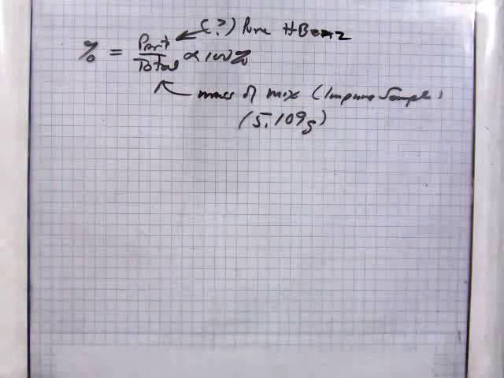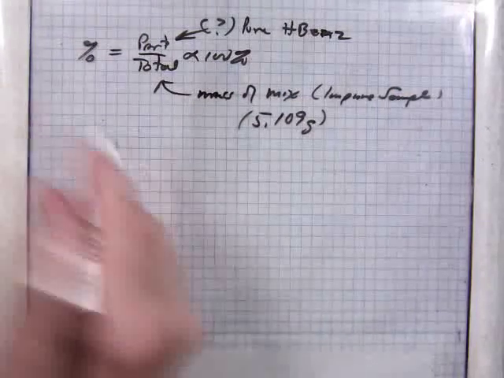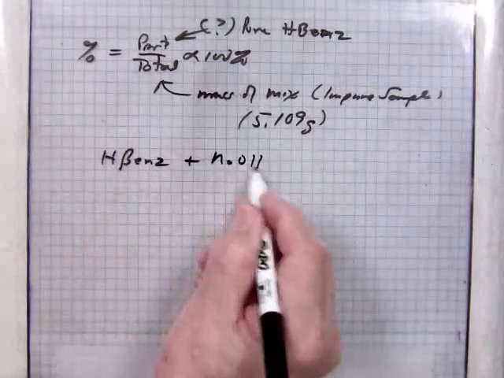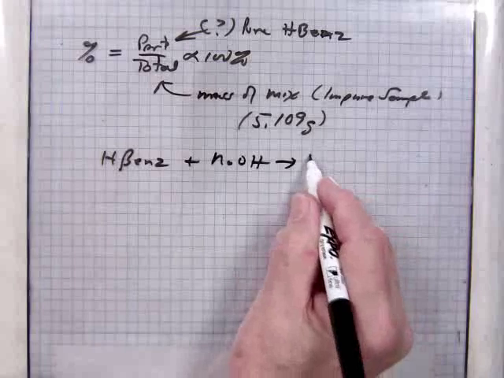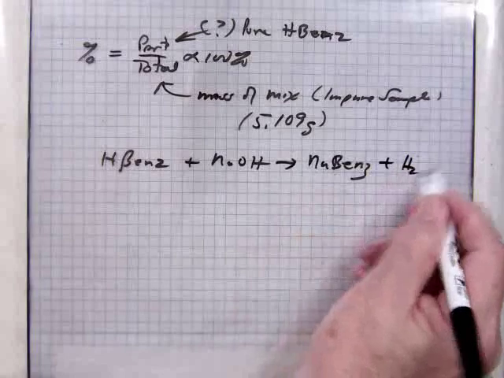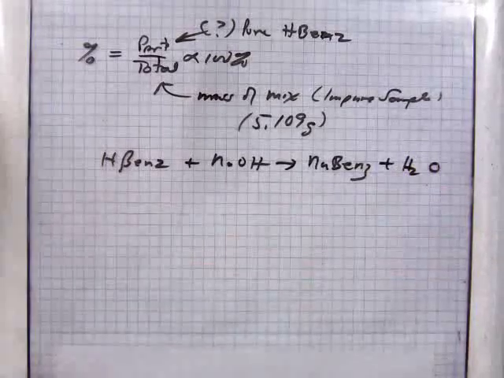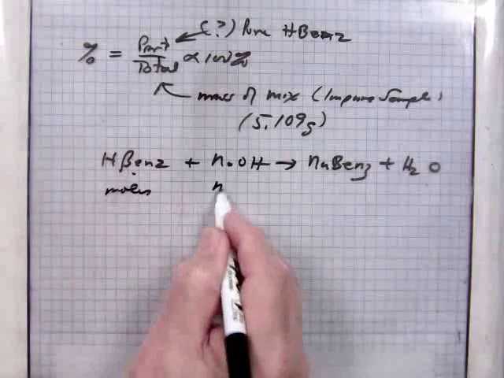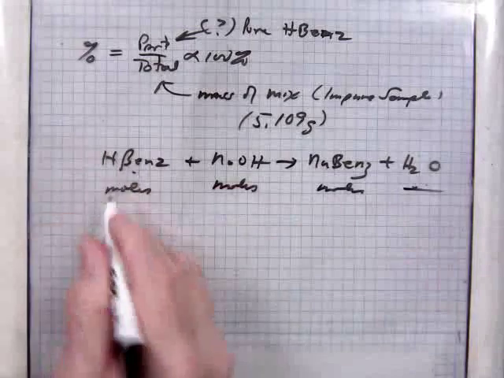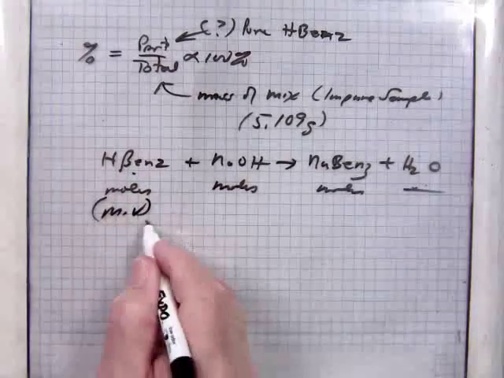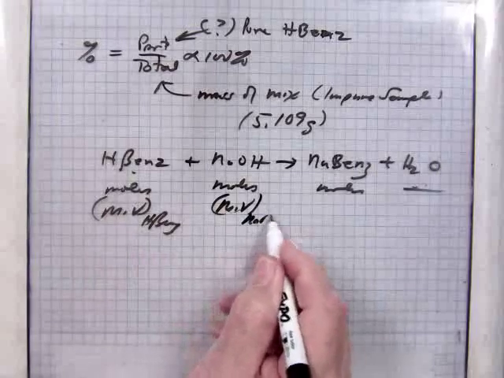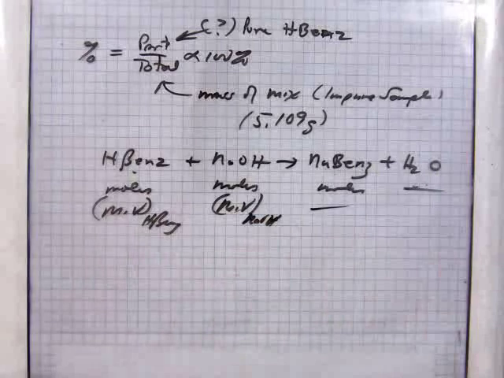H-benz, like that. So the reaction's given: HBenz plus sodium hydroxide goes to NaBenz, sodium benzoate, plus water. Well, it's balanced 1 to 1 to 1. So moles, and I ignore water. And that's the same as molarity times volume of the H-benz, molarity times volume of the NaOH, and if you use the salt, I don't think that's in there.